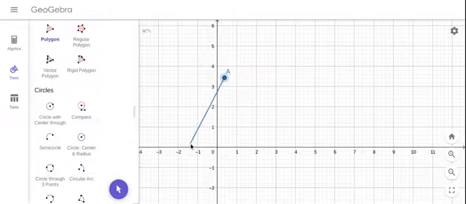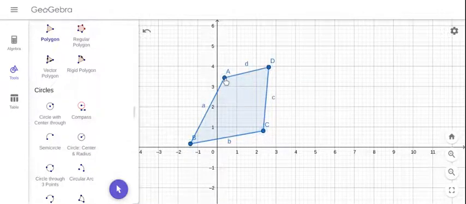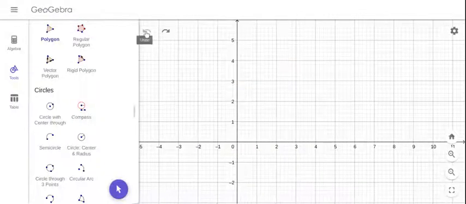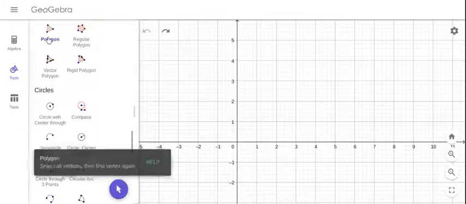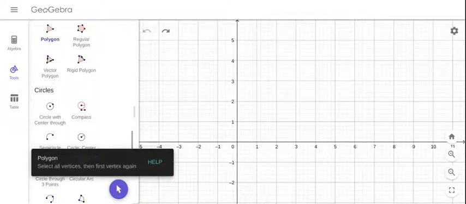Any polygon which has four sides, four corners, four angles, it is a type of quadrilateral. Now there are different types of quadrilaterals based on how we create them, right? So we are going to see what they are and what the properties are.